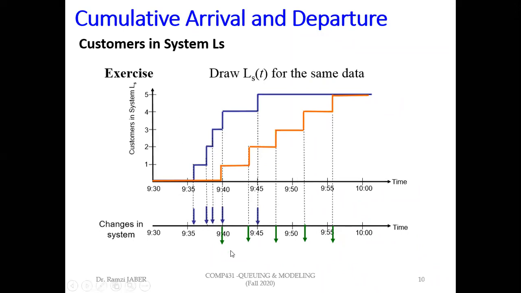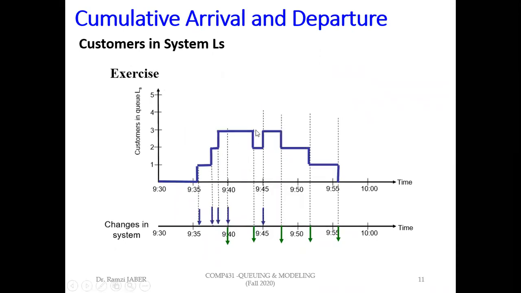Enter the system, exit the system, the whole system. Enter the company or supermarket or bank, exit from the bank or supermarket, okay? So in, out, out of the whole system, not the queue. So we make the same projection, enter and exit from the system. Then we make these customers in the system.